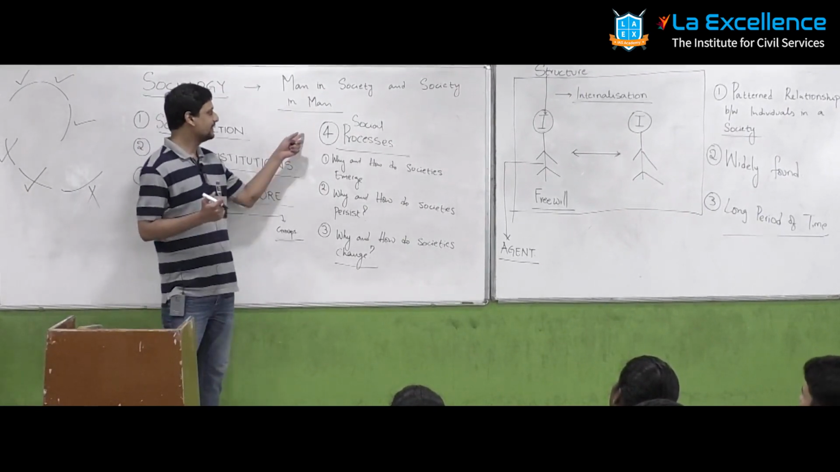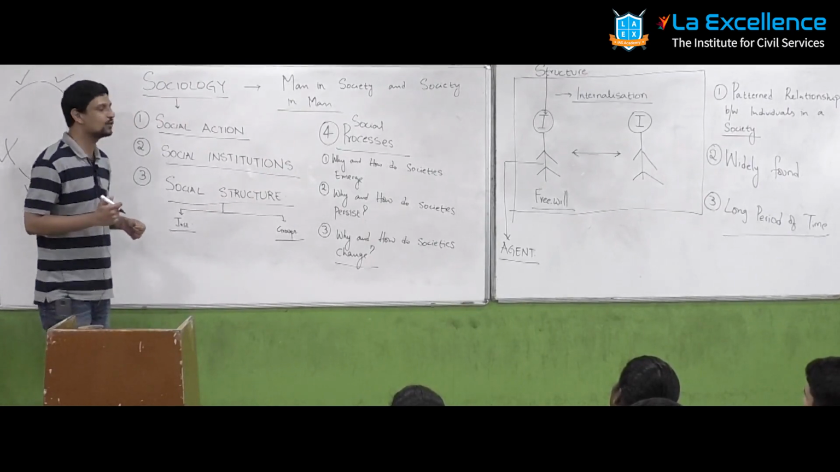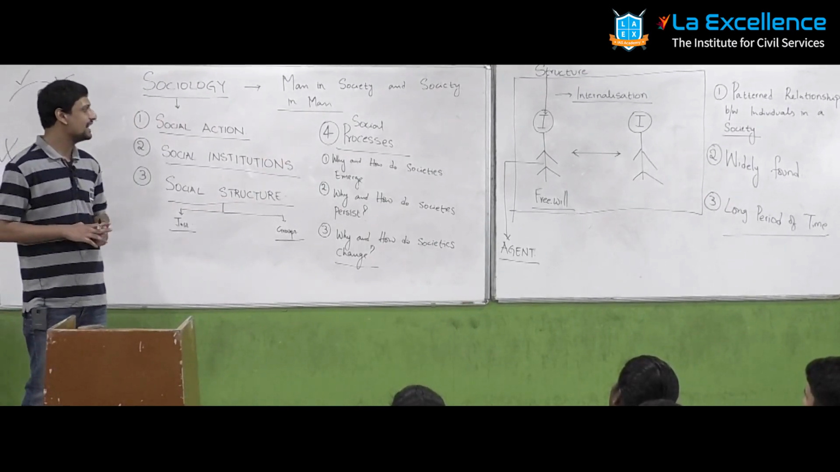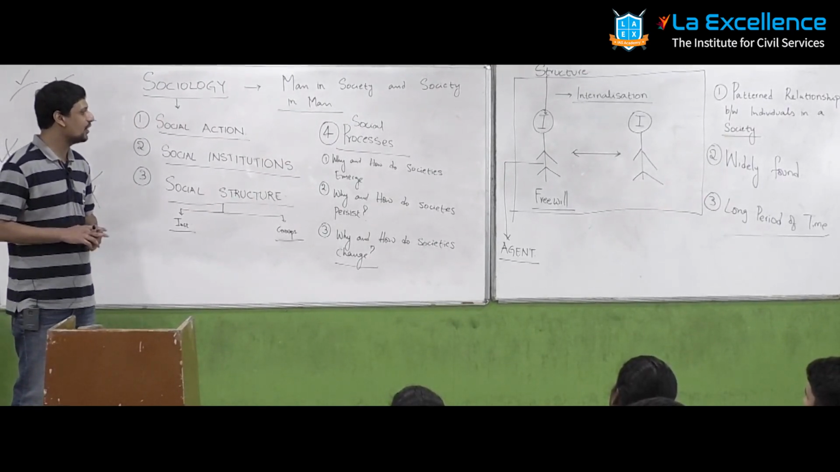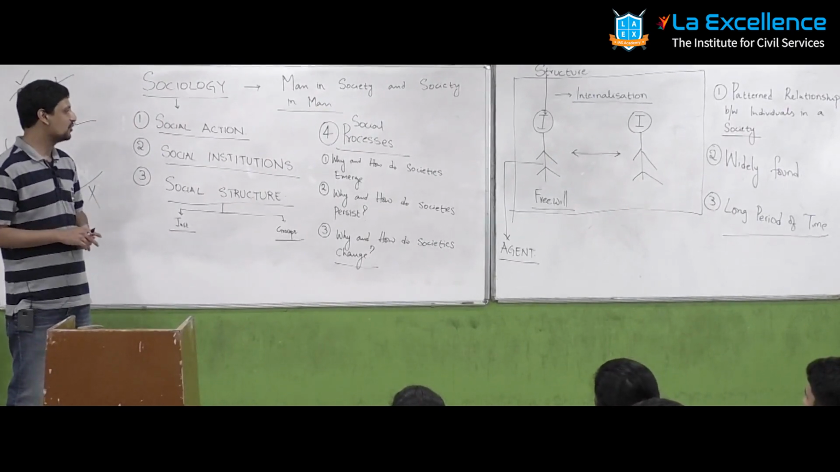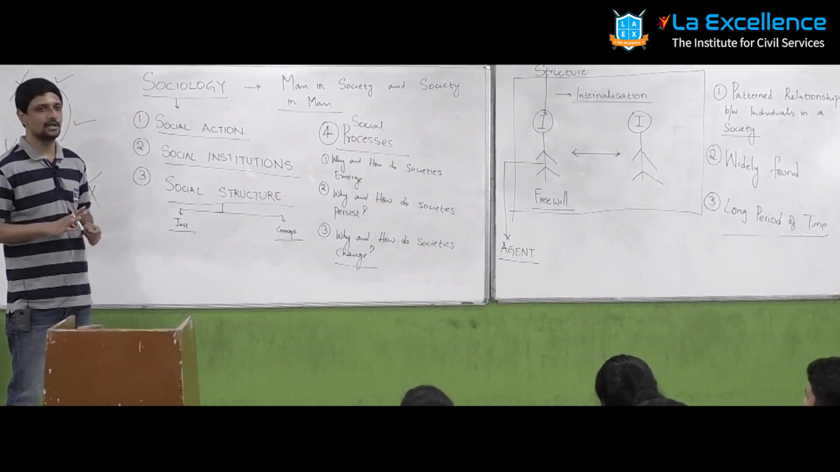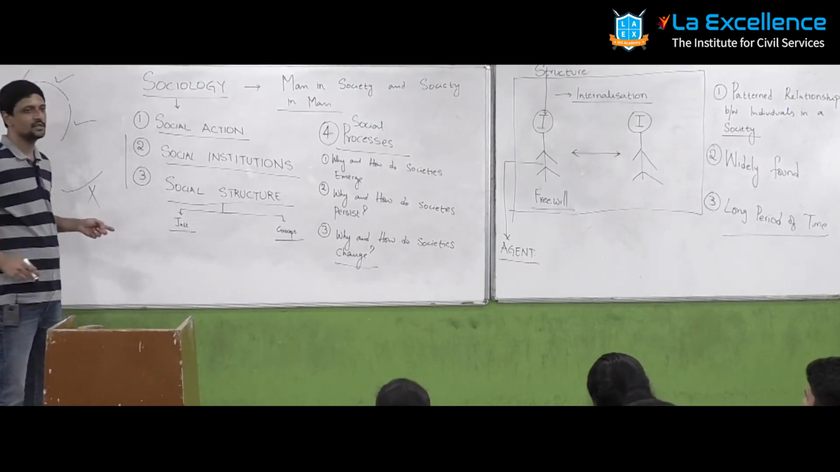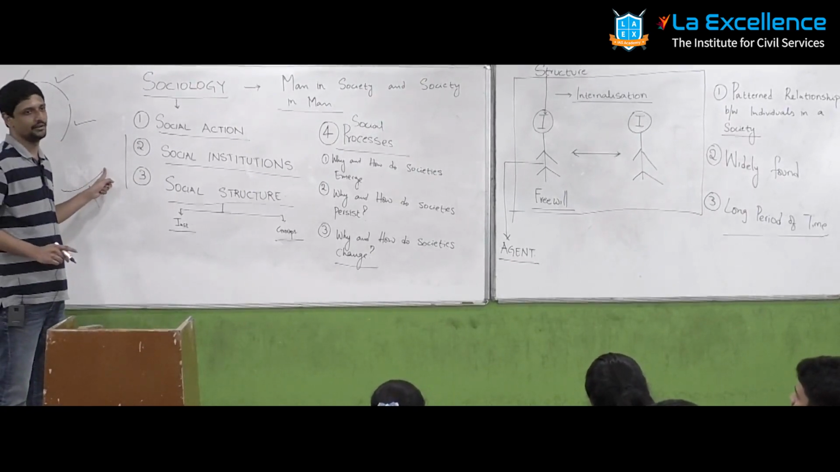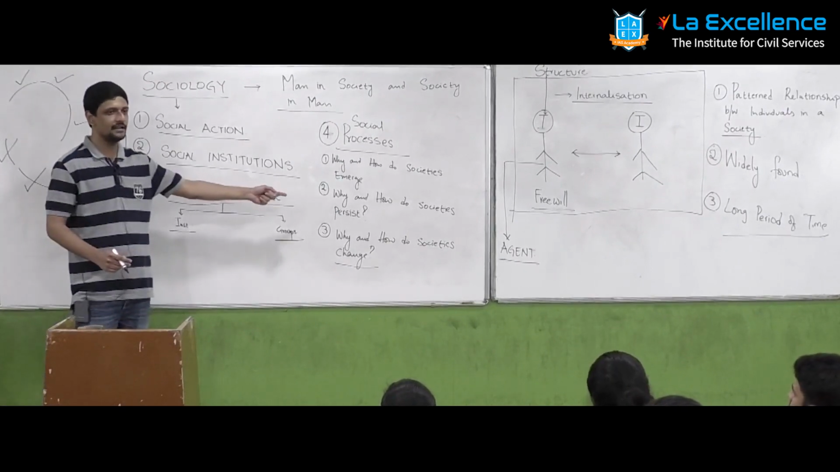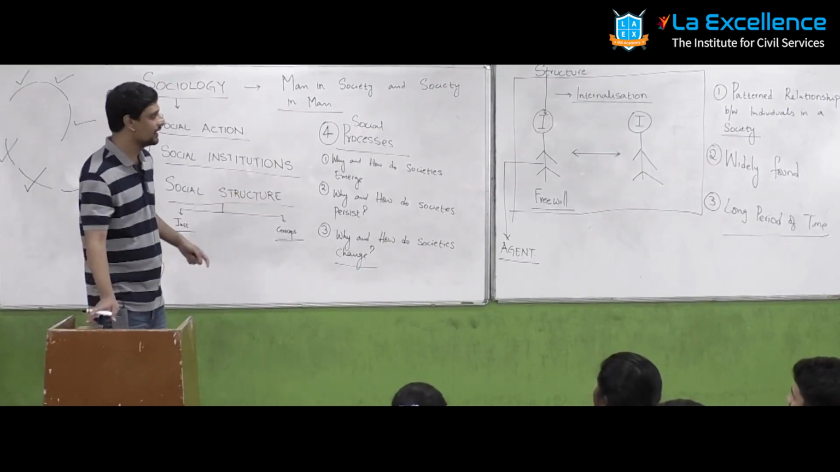So sociology, in its 4th dimension, is the study of social processes. That is, why and how do societies emerge, why and how do societies persist, and why and how do societies change. Okay? So this is what sociology seeks to answer. See, these are the 2 tricky concepts which will take some time for you to imagine, right? But this is easy to understand. This is very easy to understand, right?